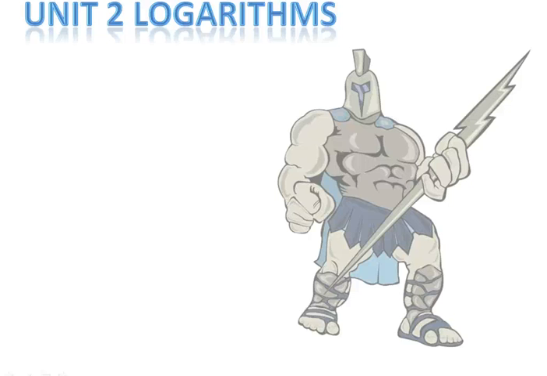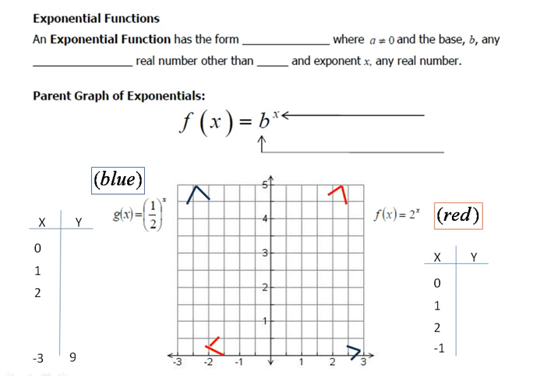Alright, so this is Unit 2 Logarithms, the first section in Chapter 7, and we're going to show you a few things today. The first one is a couple key terms. An exponential function has that form, that's the standard form, the parent function of an exponential, and it has a base b, any positive real number other than 1.